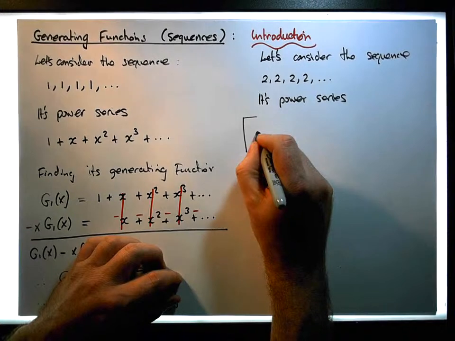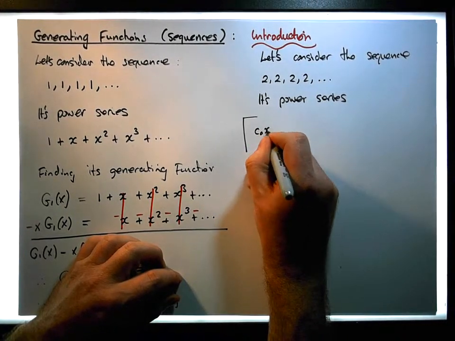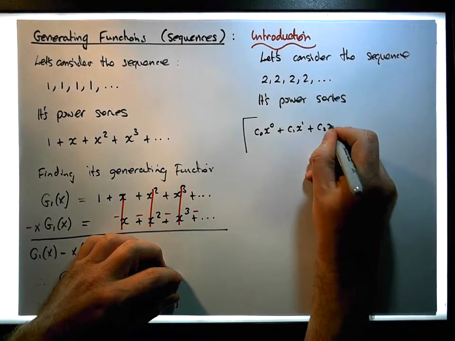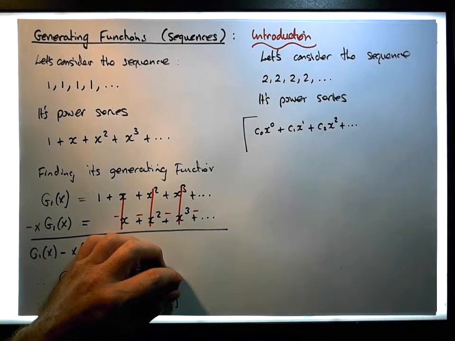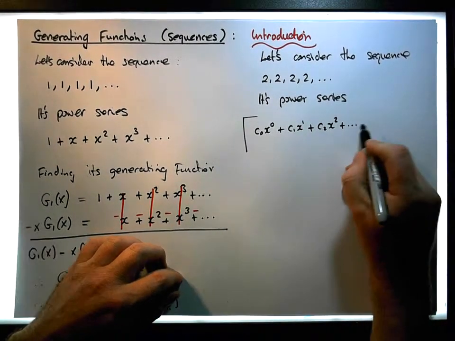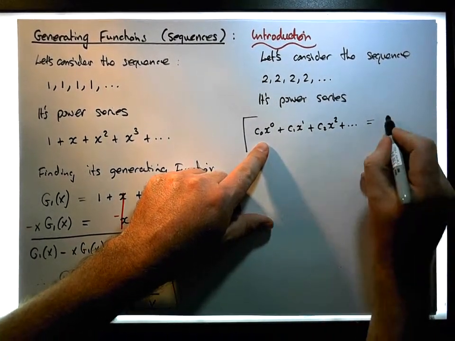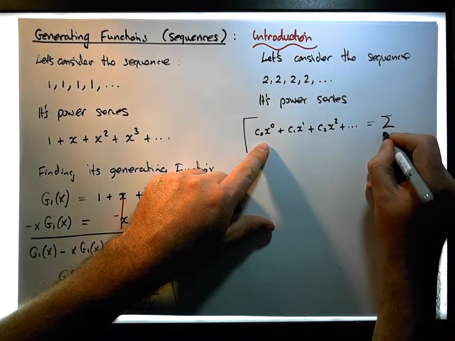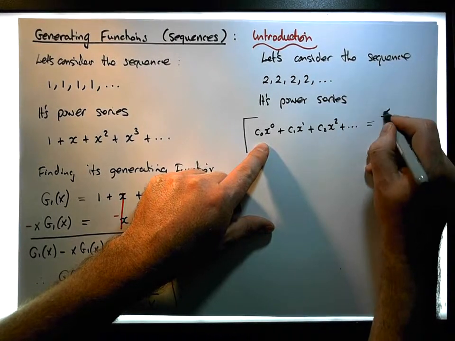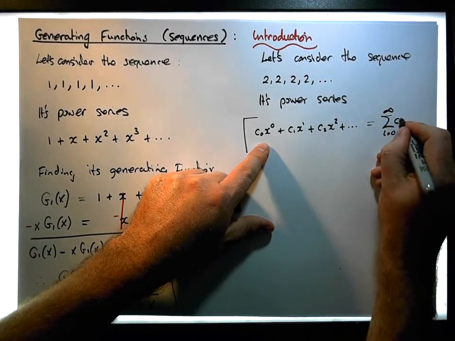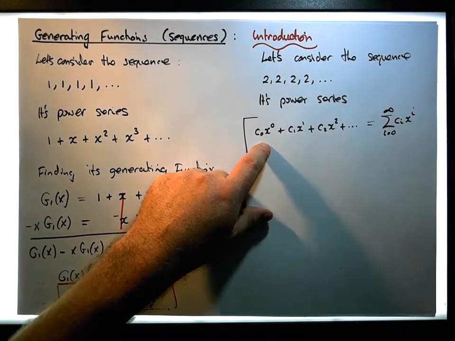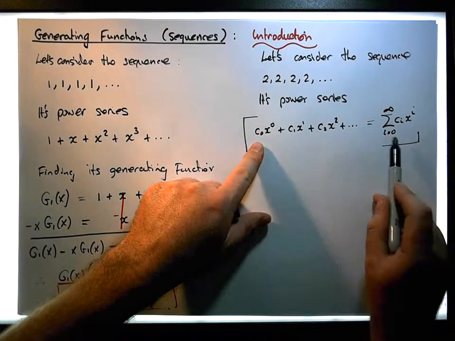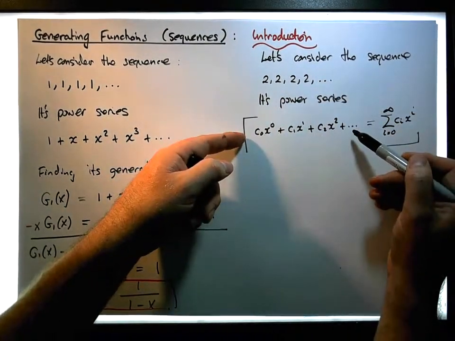In general, the power series would be c0 times x to the 0 plus c1 times x to the 1 plus c2 times x to the 2 plus all the way through to infinity, which could be encapsulated as the sum from i equals 0 to infinity of ci x to the i. Okay? So this is the power series that all of our sequences are going to be encoded to.